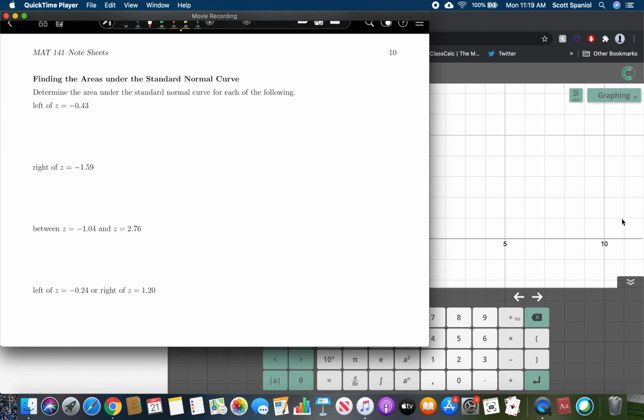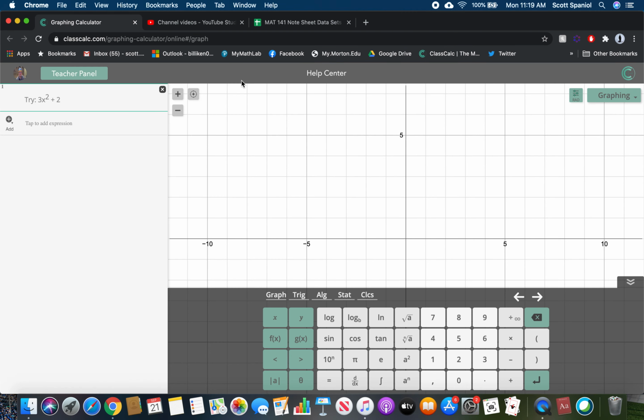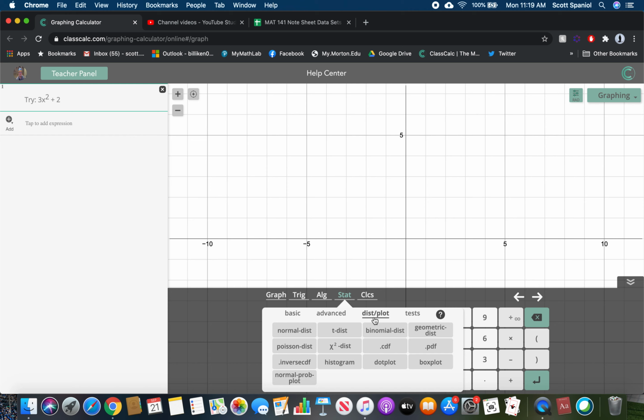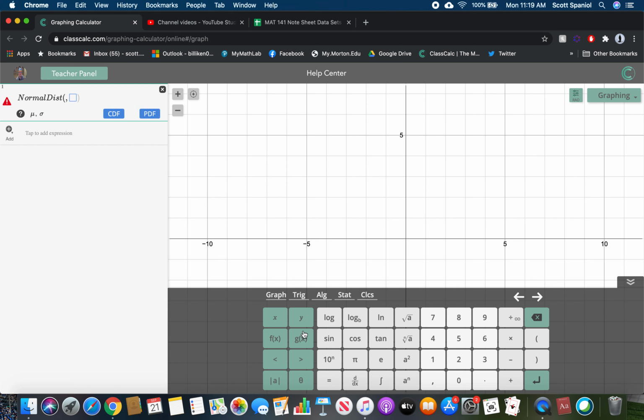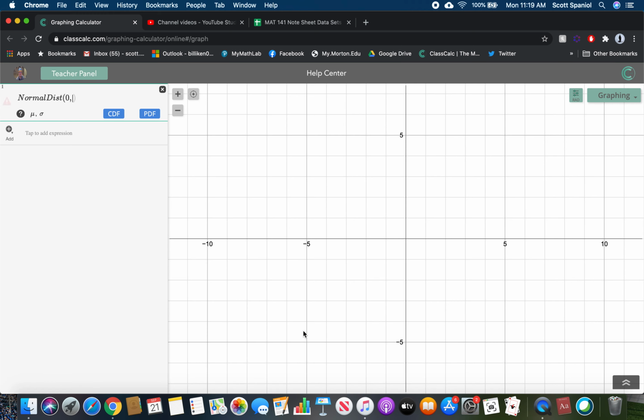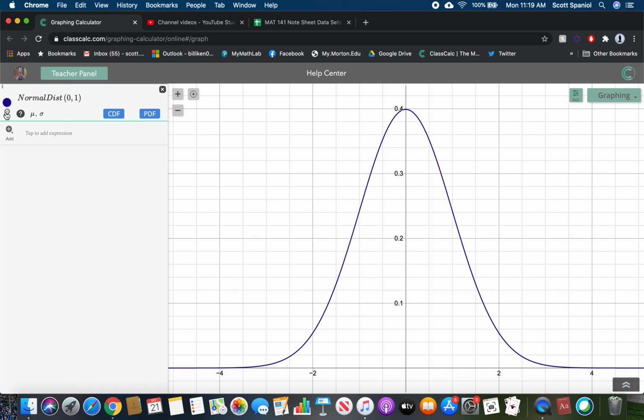Okay, so if we bring up our calculator on ClassCalc, we're going to go to Stat, Distribution and Plot, and we're going to just choose the normal distribution. And then it's going to ask us for two things, the mean and the standard deviation. So with the problems on page 10 in your note sheets, all of them involve the letter Z, which means I'm going to put 0 in for the mean and 1 in for the standard deviation. And then we can zoom in on it.